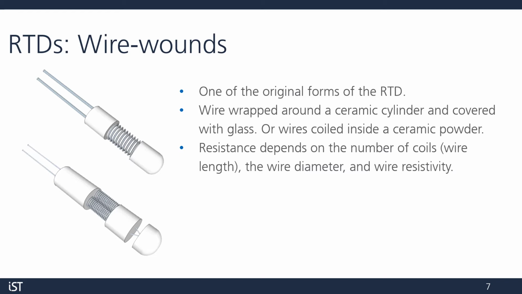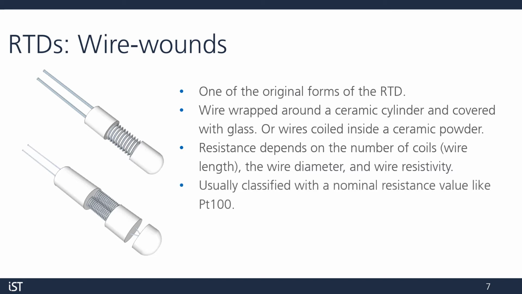The resistance of the sensor depends on the number of coils, or the length of the wire, diameter, and the wire resistivity. Wire wounds are usually named based on their resistance value, like PT100, meaning the resistance is 100 ohms at 0 degrees C. We'll learn more about nominal resistances a bit later.